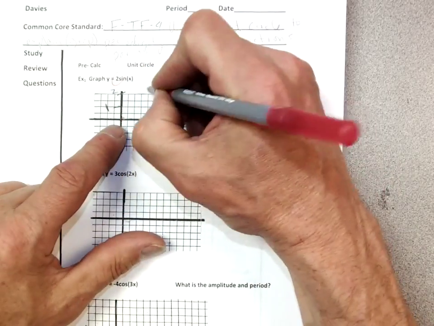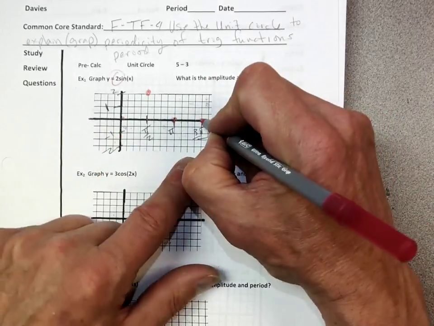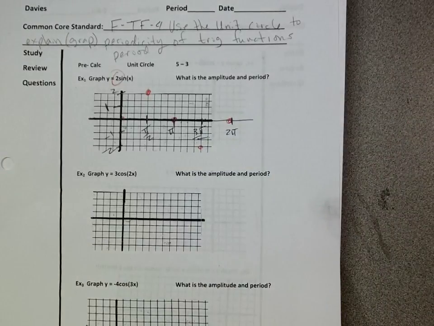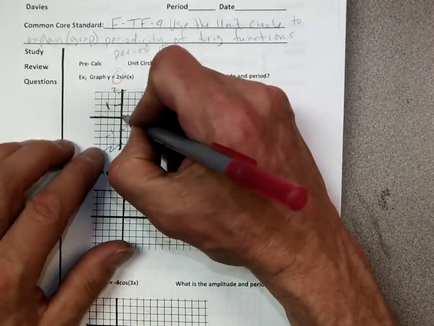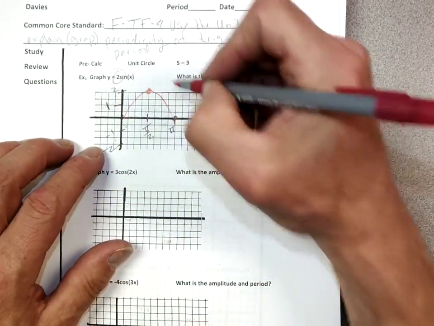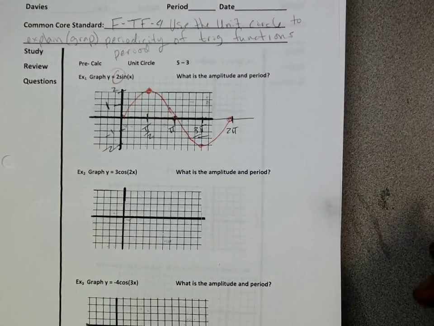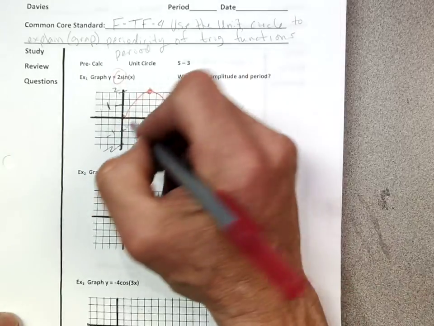At pi halves, it's up at 2. At pi, it's at 0. At 3 pi halves, it's at -2, and at 2 pi, it's at 0. So I just took my regular graph and stretched it. That's all I did. So it has a changed amplitude of 2. Now it does keep going, so it's okay if we extend it if you want, and we will eventually extend them.